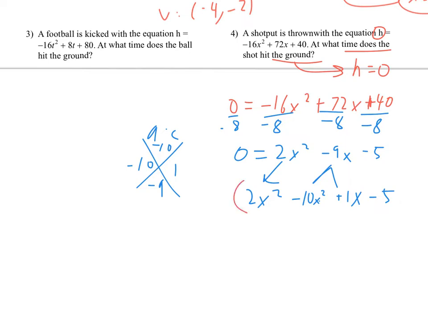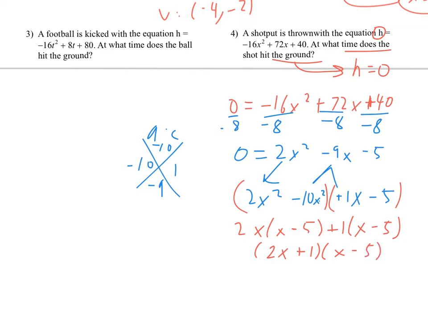And then I'm going to do my grouping, and the first group I can take out a 2x, which leaves me with x minus 5. And then the second group, it looks like I can't take out anything, so I'm going to take out a positive 1, which would also leave me with x minus 5. And then I have a 2x plus 1, and then x minus 5 here. And that's equal to 0 still. So I'm going to split these up and set them equal to 0 individually and solve.